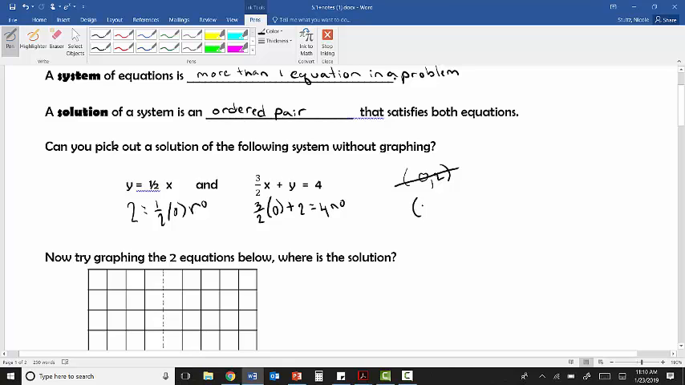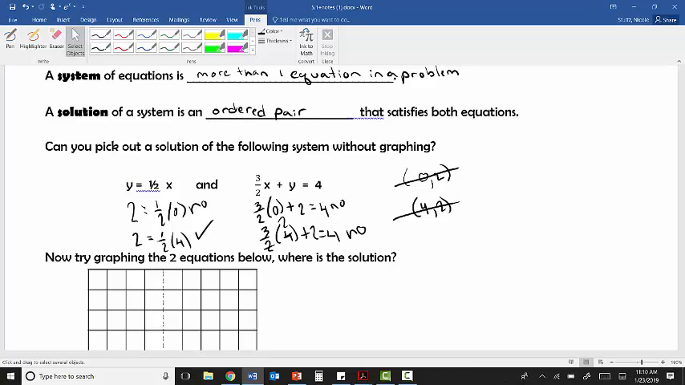However, if I try the point 4, 2, and I put 2 in for y and 4 in for x, 1 half times 4 is equal to 2. So it works for that equation. However, it has to work for both, so we have to check that ordered pair with this equation. So if I do 3 halves times 4, and then I add 2, let's see if we get 4. 3 halves times 4 would give you 6. 6 plus 2 is not 4. So even though this worked for the first equation, it is not a solution for the second one, so it's not a solution to the system.